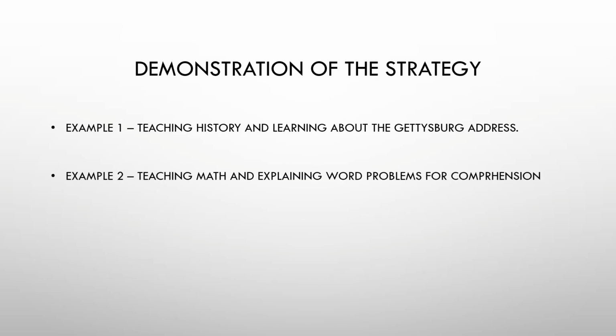Demonstrations of the strategy. Example 1, let's say I'm teaching history. I might choose a short paragraph from the Gettysburg Address. I would read it aloud, pause, and say something like, okay, when Lincoln says, quote, a new birth of freedom, end quote, he is talking about the country starting fresh after the war. Let's underline it because it is a big part of the message.